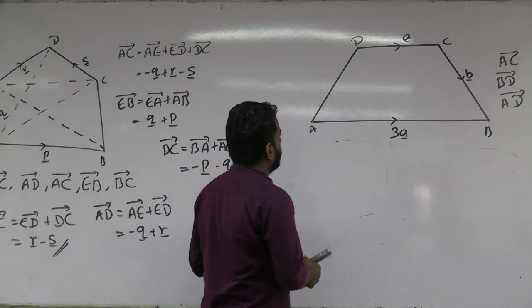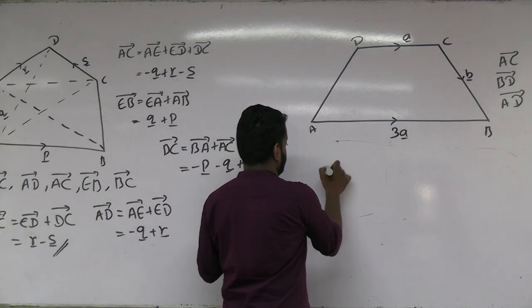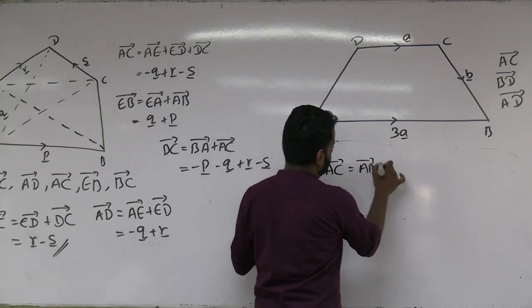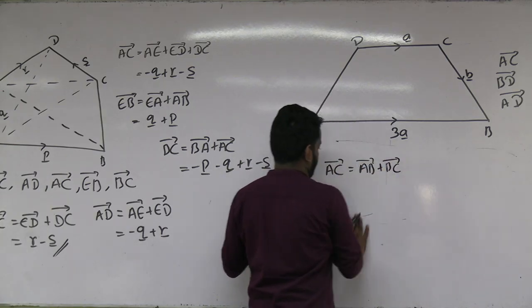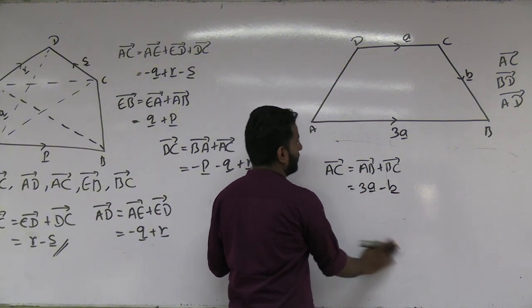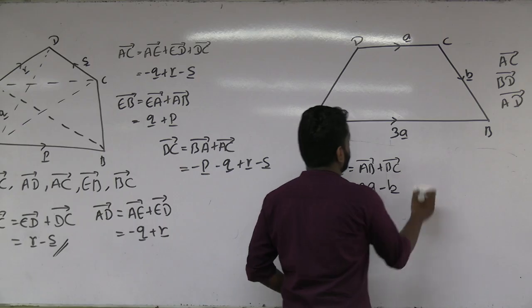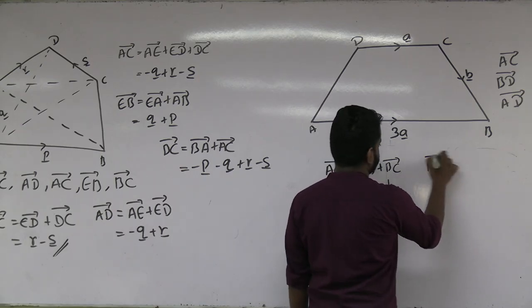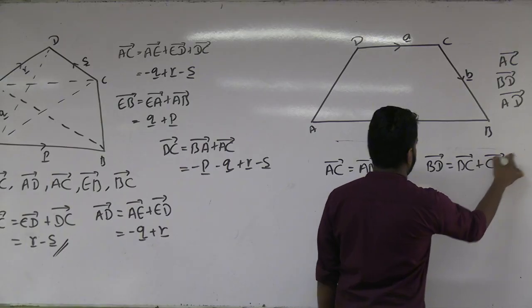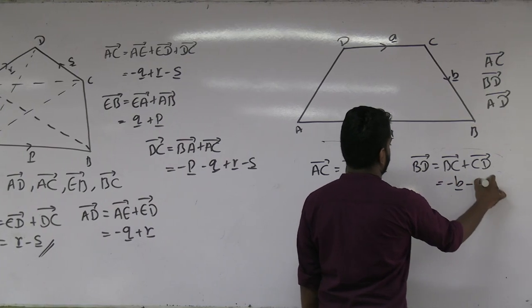Right, so here we can write AD, no, initially AC. So AC is equal to AB plus BC. AB is equal to 3A minus B. And next we have BD. BD equals BC plus CD. So BC is minus B minus A.